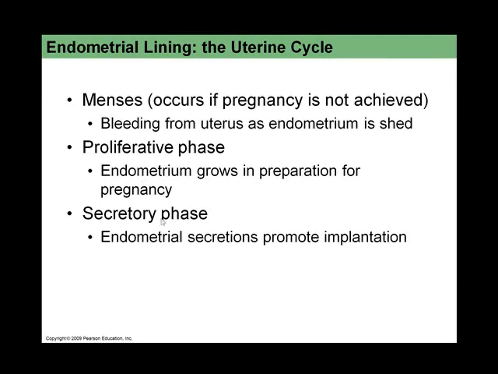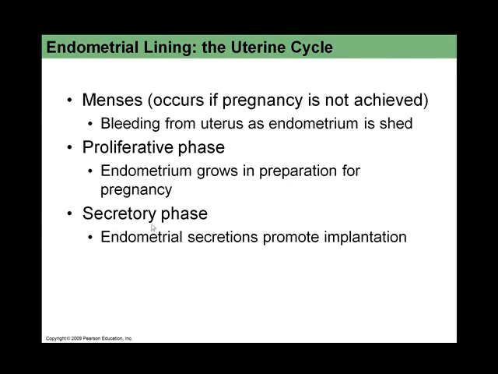So the proliferative phase, and then finally the secretory phase in anticipation of implantation of a zygote, as it would be called, or conceptus, the result of conception. So the proliferative phase of the uterine cycle will correspond to the pre-ovulatory phase of the menstrual cycle.